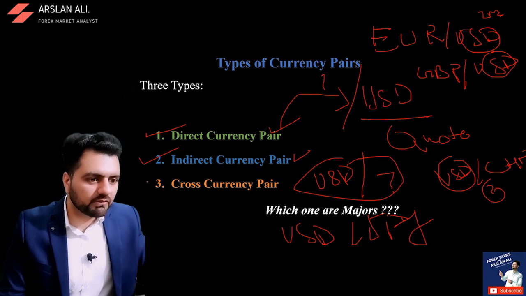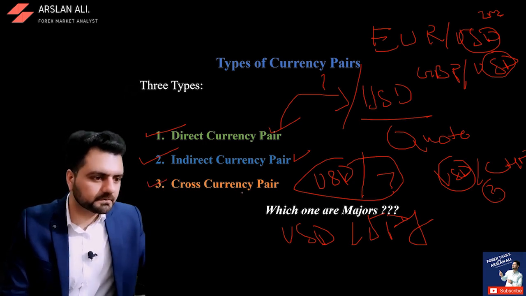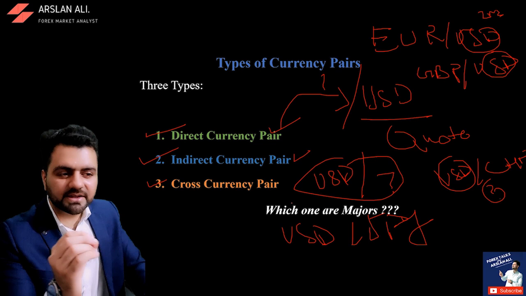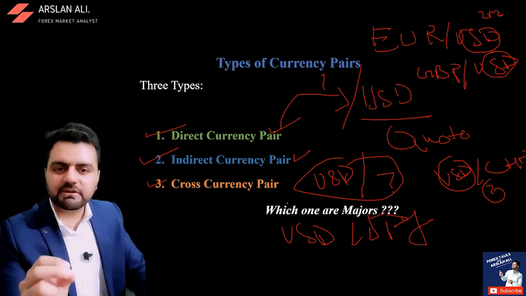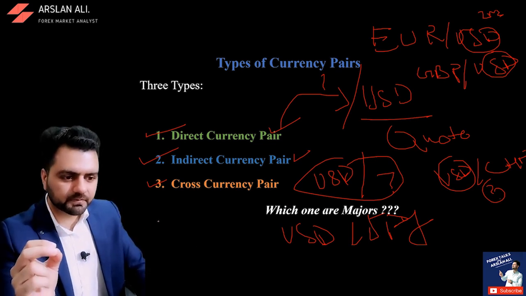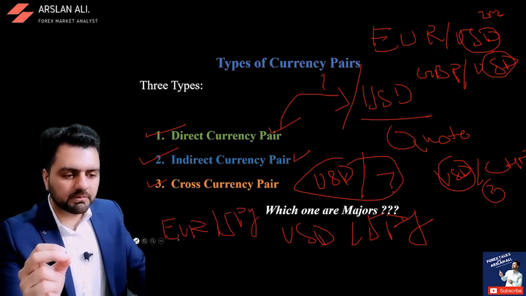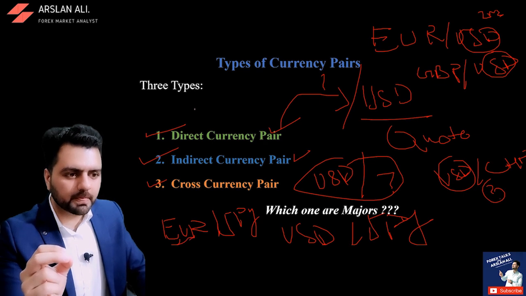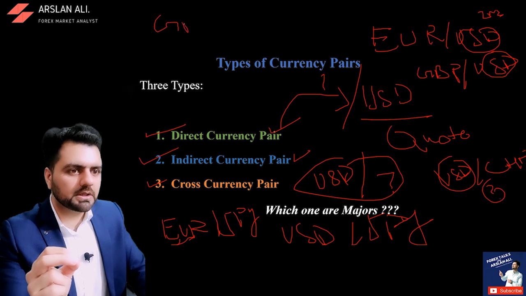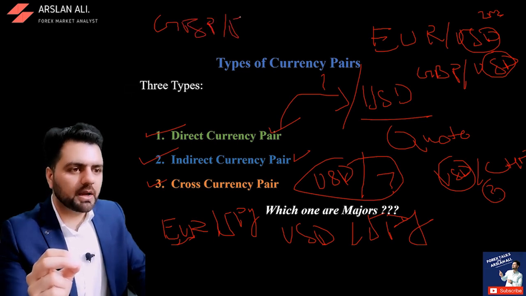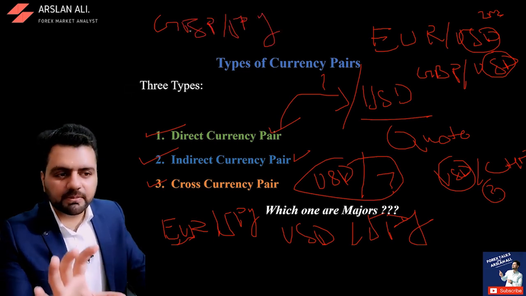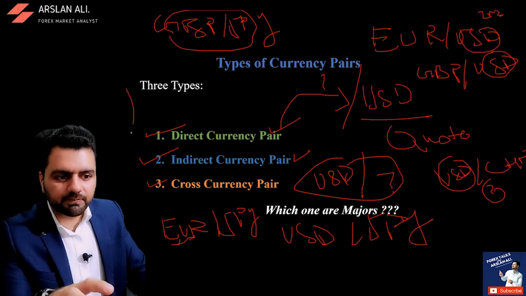And then we have a cross currency pair. Guys, the cross currency pair is a pair when we do not have a US dollar involved. It can be Euro JPY, it can be GBP JPY. So when we have these currency pairs, these are known as the cross currency pairs.